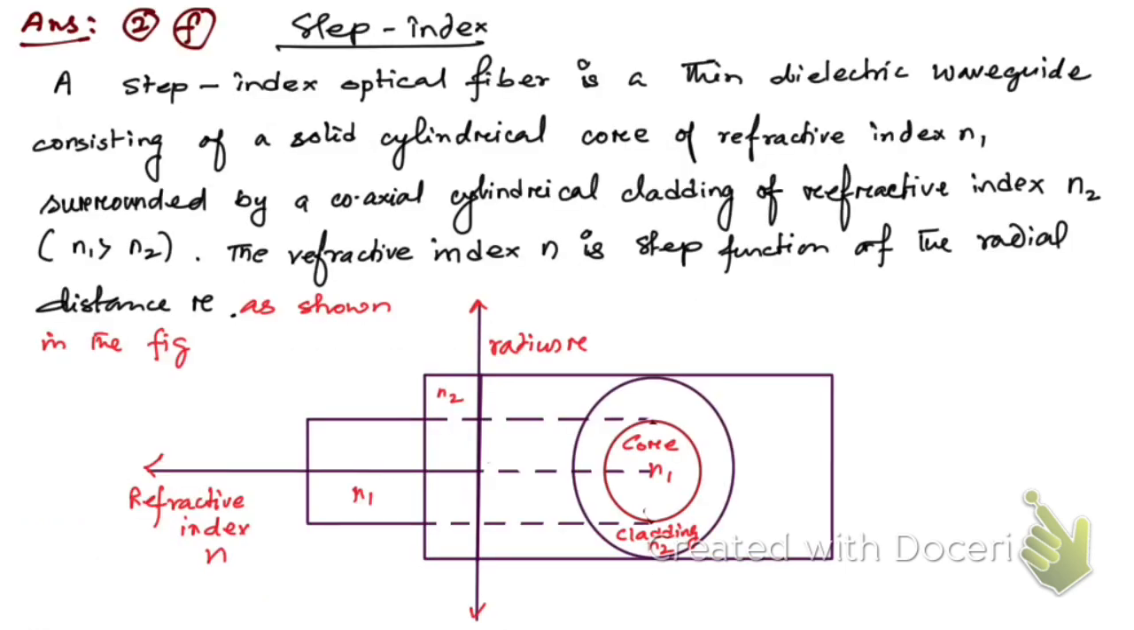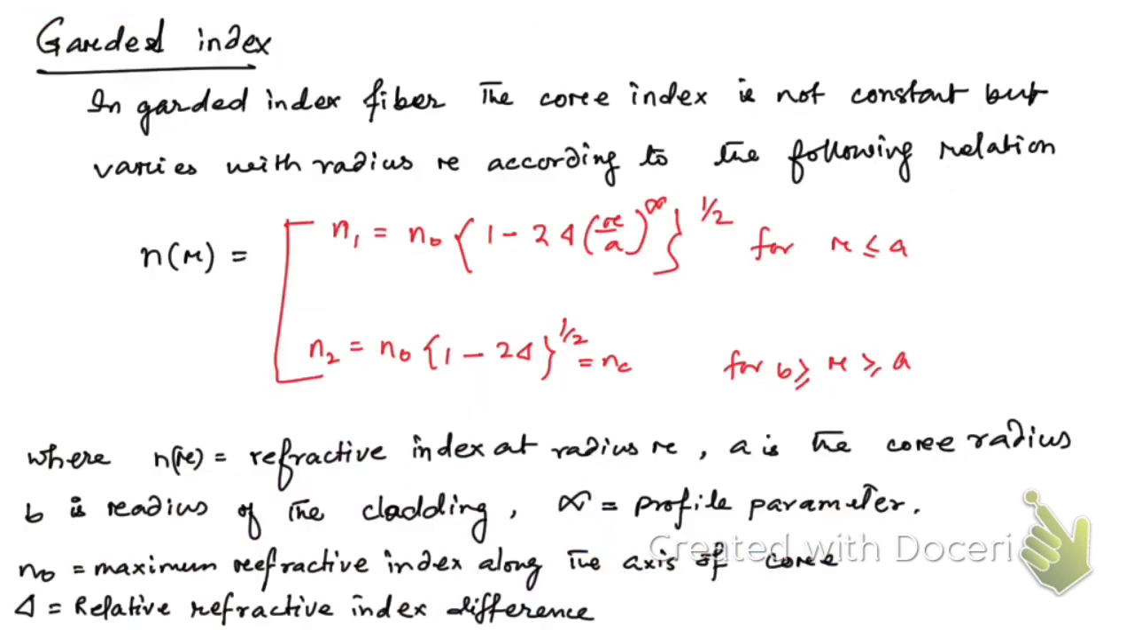So here is the answer to 2F, step index. Take the screenshot. And the next one is guarded index. This is the definition, right? And the meaning of the symbols that I have used here are mentioned here. Take the screenshot.